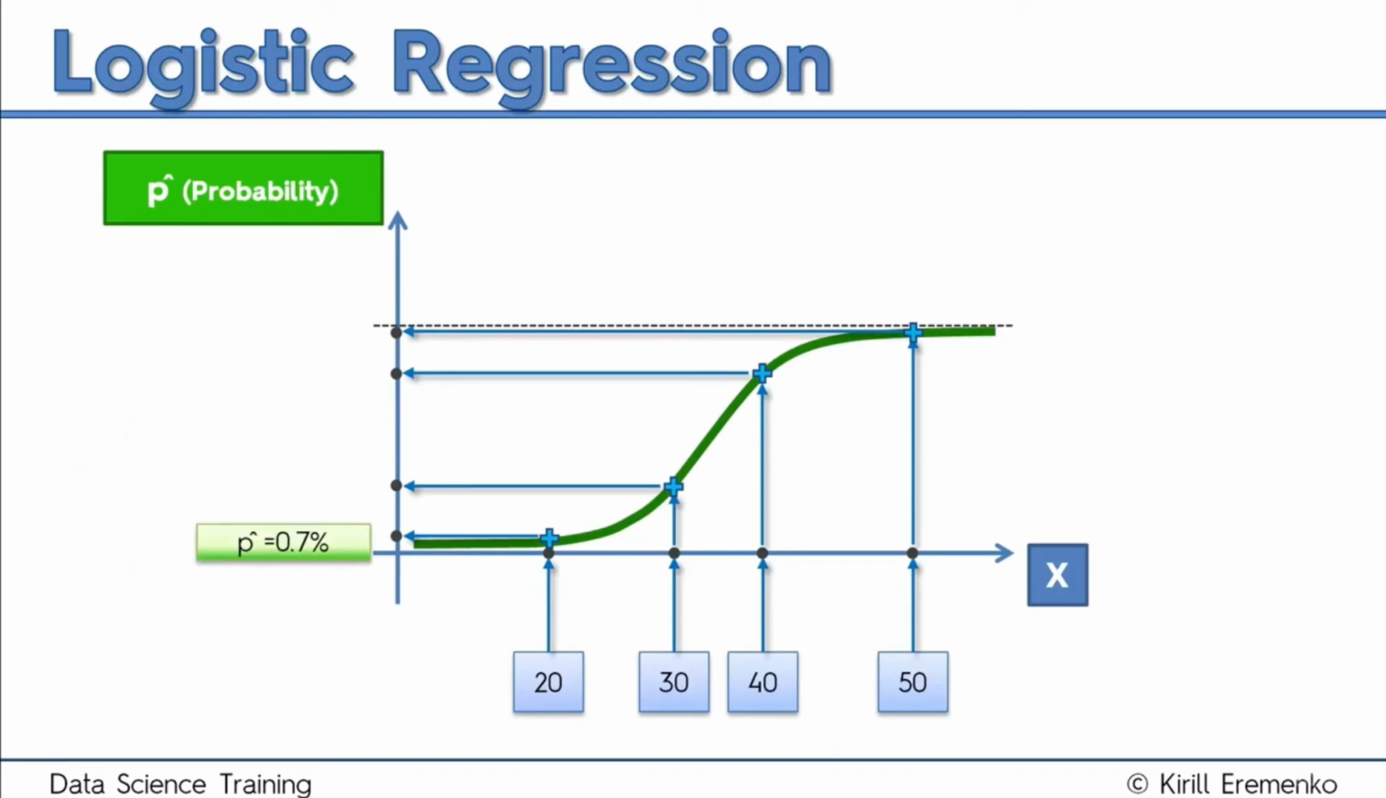For the person who's 20 years old, the probability of taking up this offer is very low, perhaps 0.7%, so less than 1%. The person who's 30 years old, the probability is higher, about 23% to take up this offer. The person who's 40 years old, their probability to take up this offer is 85% according to this model. And the person who's 50 years old, their probability is 99.4%. So that's the first thing that you can get out of a logistic regression.